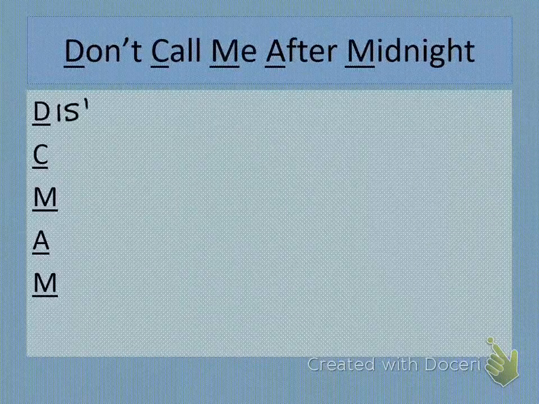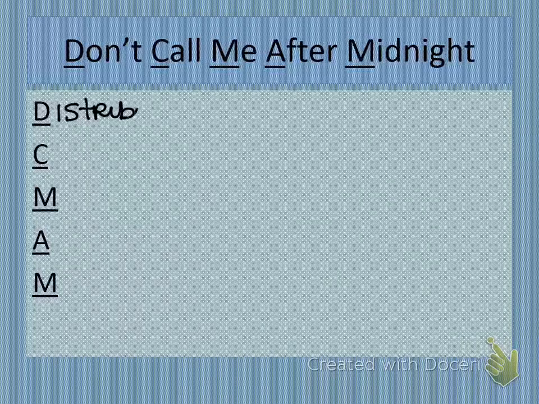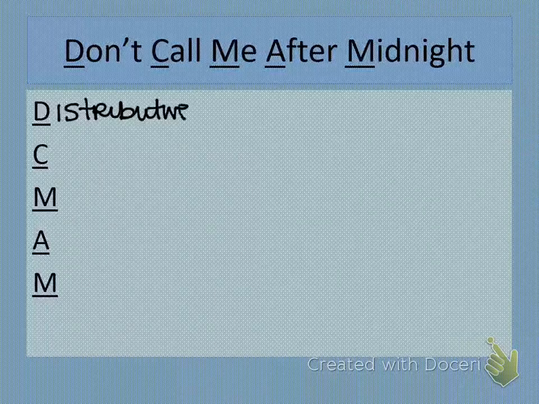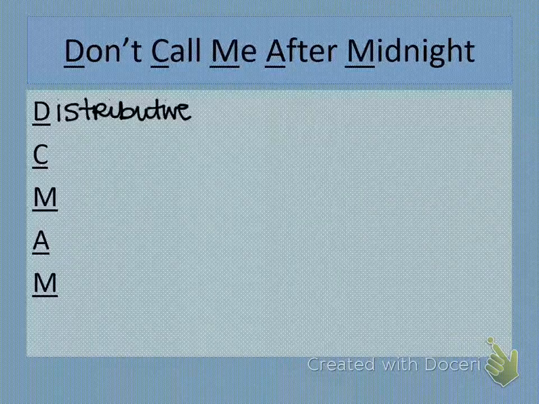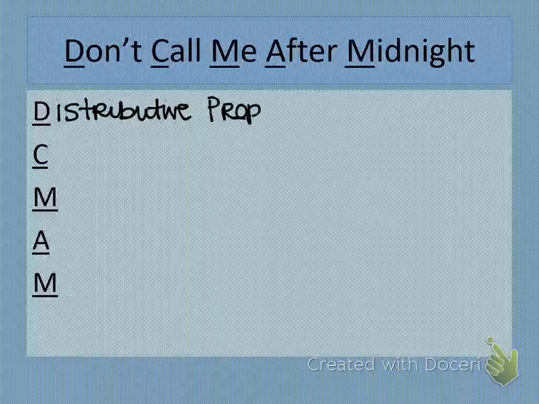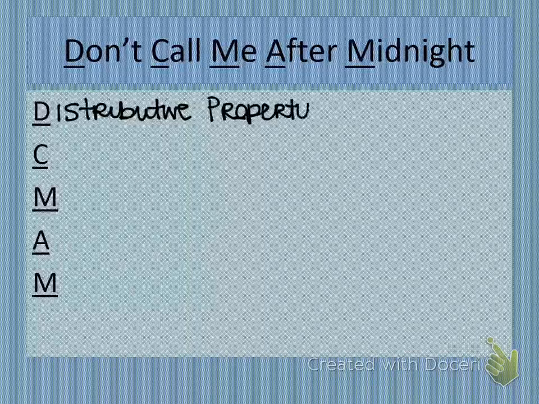What does the D stand for? The distributive property. Everybody write it down. The distributive property. That's the first thing that we are going to check for. We're going to see if we need to do the distributive property.